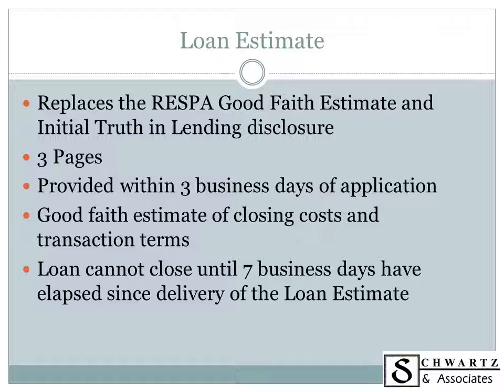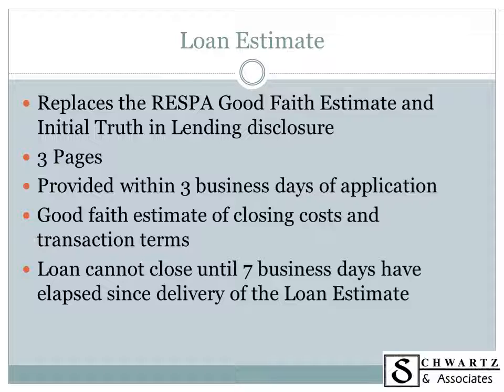Now we're going to get into the good stuff, the forms themselves. Let's start with the Loan Estimate. This is the document that will replace the current Good Faith Estimate and the initial Truth in Lending disclosure. It's 3 pages long, just like our current GFE, and it must be provided to the consumer within 3 business days of application. Now, that sounds like a pretty straightforward statement, but we're going to get into the definition of application and business day shortly. There have been some changes to those terms in the regulation.